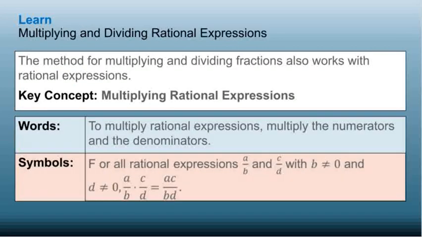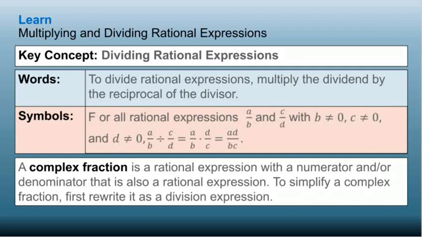Moving on to our next section. The method for multiplying and dividing fractions also works with rational expressions. To multiply rational expressions, multiply the numerators with the numerators and the denominators with the denominators. When we divide rational expressions, you multiply the dividend by the reciprocal of the divisor. So you multiply fractions, just multiply by the reciprocal.